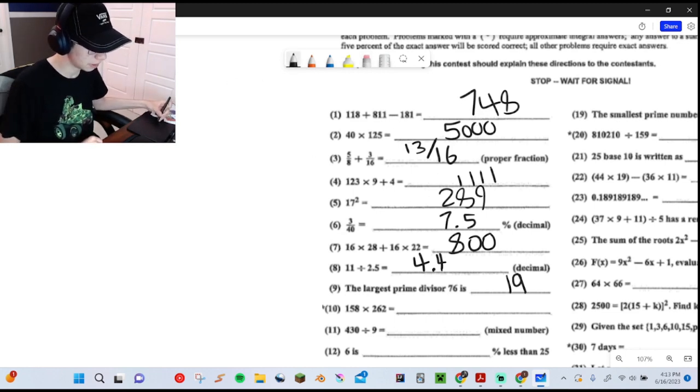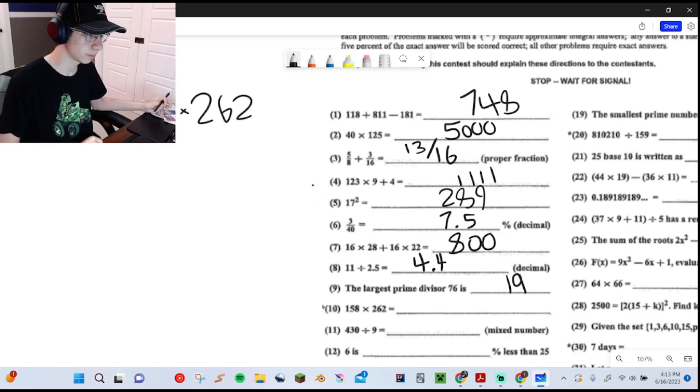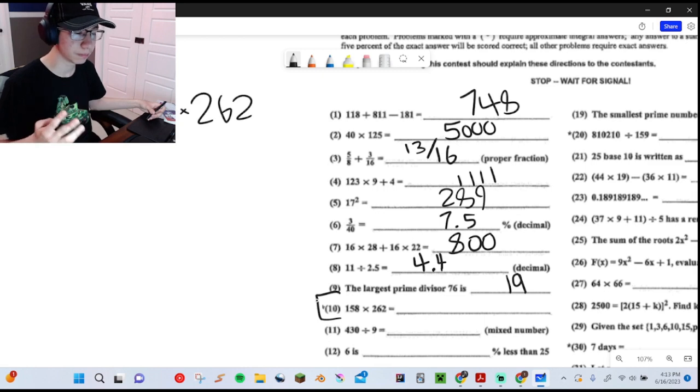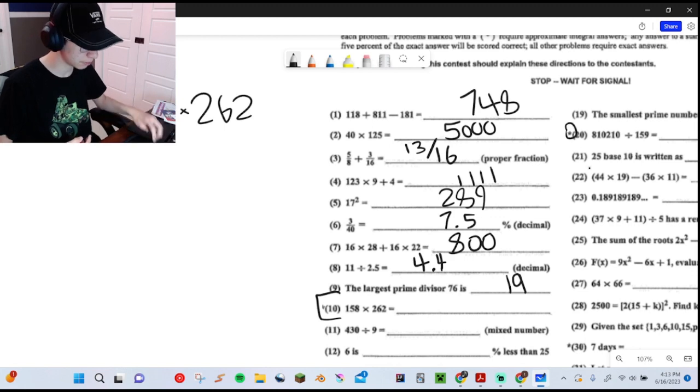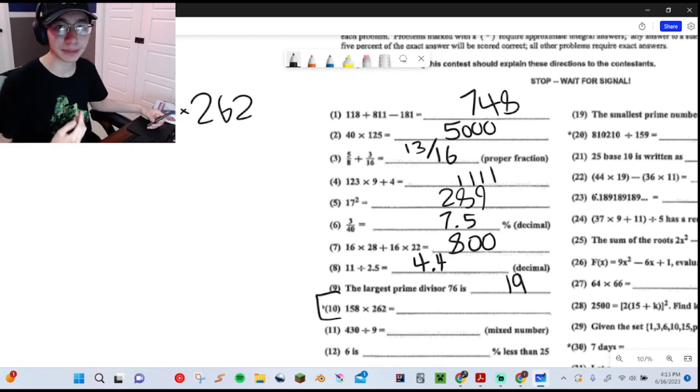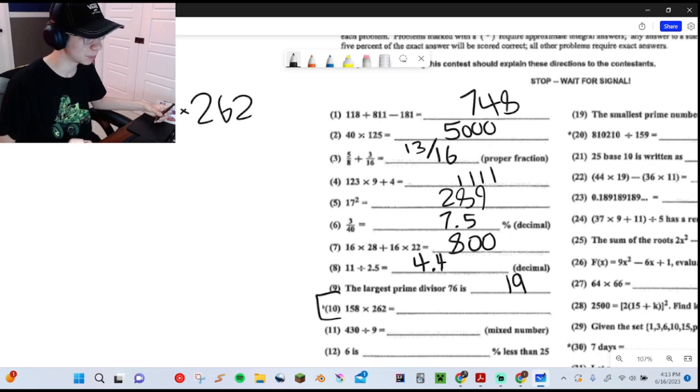Number 10. So we have 158 times 262. I guess I should mention this in case you're new to number sense. Any question that's a multiple of 10, so 20, 30, 40, 50, or any question that has this asterisk, those are what we call estimation questions, meaning you only have to be within 5% of the true answer. So we can mess with the numbers a bit. We can round, which is what I'm going to do here, because multiplying this out is kind of messy.